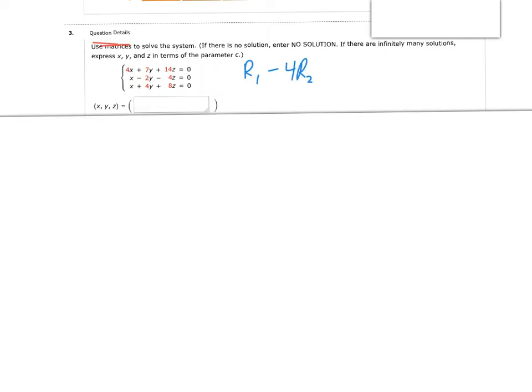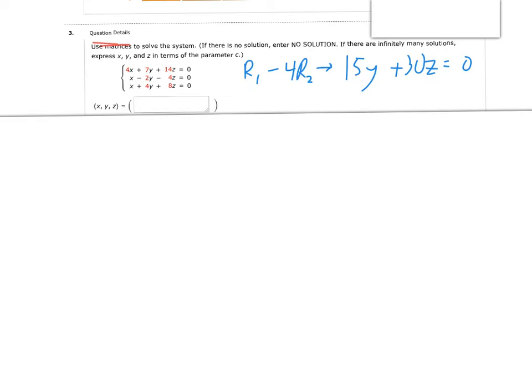And see what that comes out to. Actually, I don't want to use the equal sign there. I'll do an arrow. So row 1 minus 4 times row 2: x is obviously gone. 7y, and then that would actually be plus 8y, so that'd be 15y. And then for my z, I have 14z, and then plus 16z. It's going to be 30z equals 0.